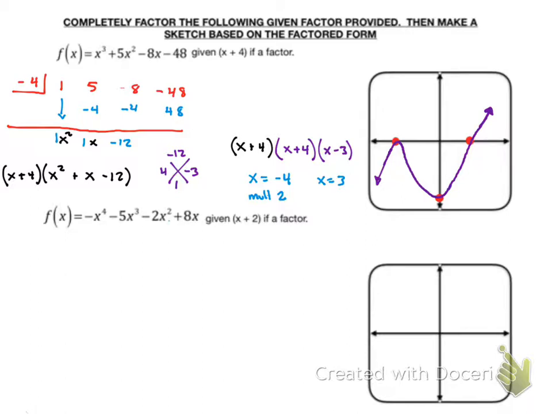And our last question, same thing, if we know that x plus 2 is a factor, we're going to be doing synthetic division with a negative 2 up here. If we look at our terms, we got x to the 4th, x to the 3rd, x to the 2nd, x. So everything here is in standard form. We're not missing any terms. So writing our coefficients, we have a negative 1, a negative 5, a negative 2, an 8, and then a 0.